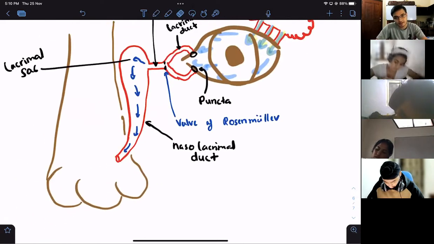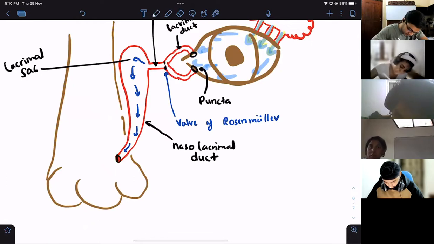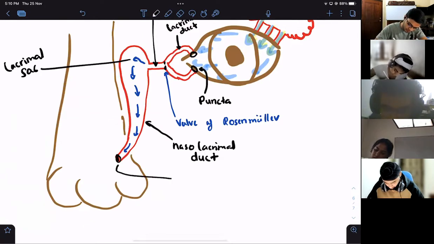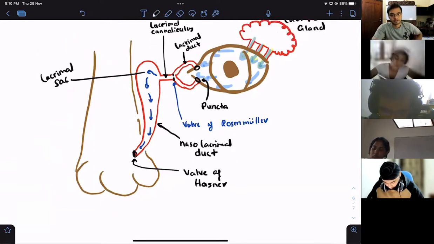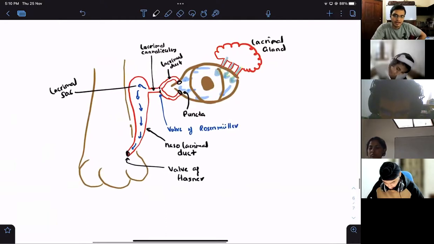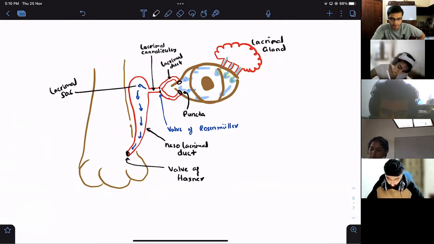Here, guys, where the nasolacrimal duct ends, there is another valve. What is this valve? This is called the valve of Hasner. This is just anatomy for you all to get an understanding. Why this is important, we will see. Even in the treatment part, this is a little bit important.